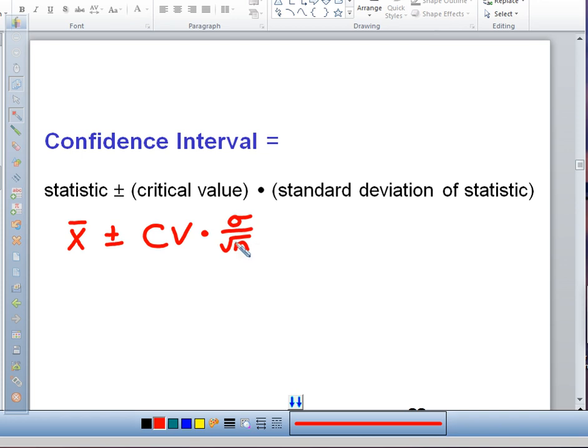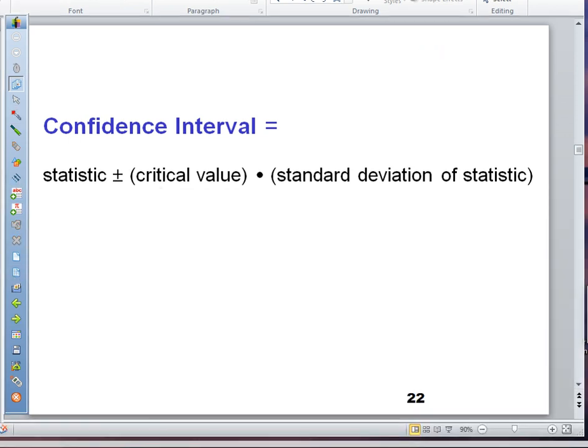So if you remember from the central limit theorem, the standard deviation of a sample mean, because we have X bar, it's going to be sigma X bar, which is sigma over square root of n. If you guys remember that, for the central limit theorem, sigma X bar, sigma for a sample mean, is sigma over square root of n. That's where this comes from, sigma X bar. All right, so that is what we're going to do with this for means.